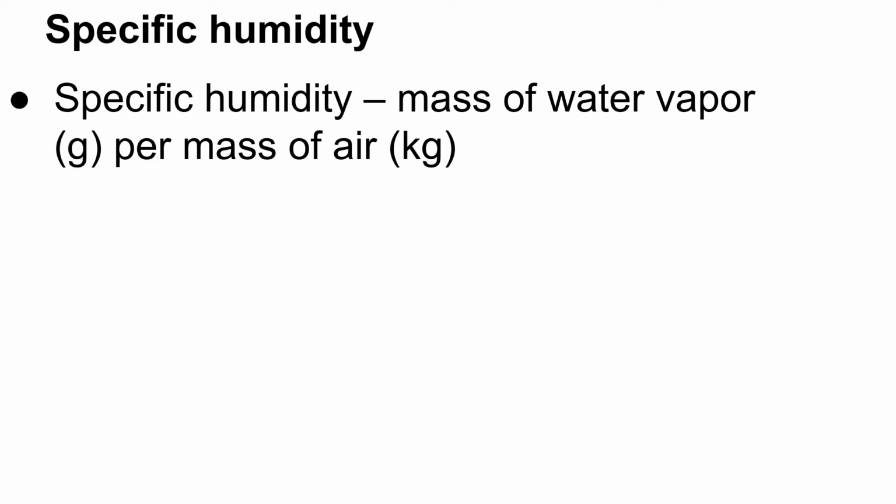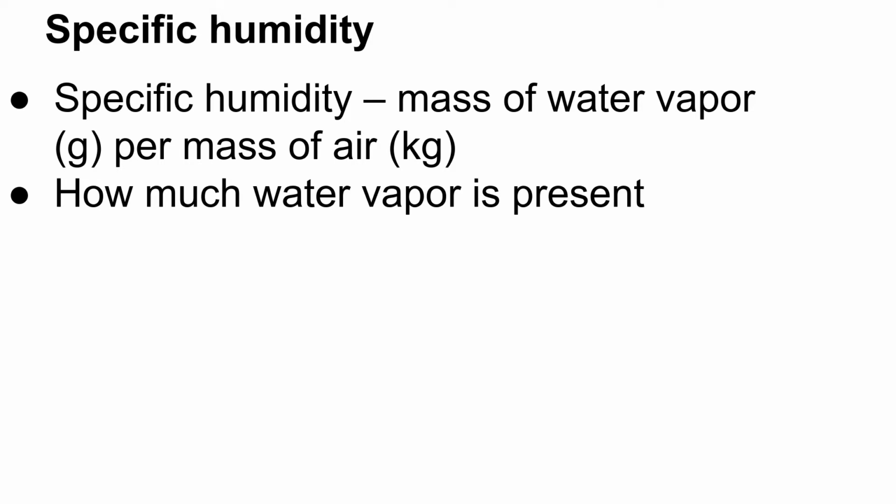So, specific humidity. Specific humidity is a measurement. It's a way of expressing how much water vapor there is in the atmosphere. There's a bunch of different ways of doing it. We're going to look at three today. We're going to look first at specific humidity. And specific humidity is just how much water vapor there is. It's the mass of water vapor in grams per mass of air in kilograms.